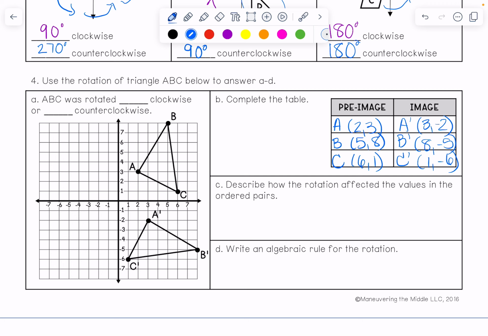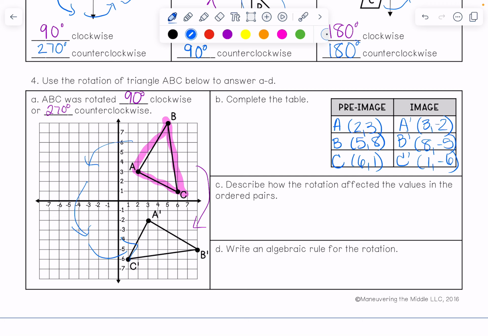And so if I look at how we went from our pre-image to our image, it moved 1 quadrant clockwise. So that'd be a 90-degree rotation clockwise or 270 degrees counterclockwise. If I think going the opposite way, I moved 3 quadrants over, so that would be 270 degrees counterclockwise.